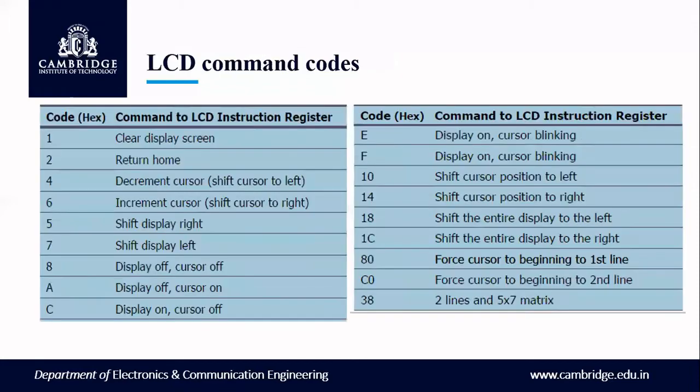Then let us see the LCD command codes. These are the command codes we use in order to initialize our LCD display. Here code 1, that is hexadecimal code 1, will clear the display screen. Then 2, return home. 4, decrement cursor, shift cursor to left. 6, the command code 6, will increment cursor or shift cursor to right. 5, shift display right. 7, shift display left.